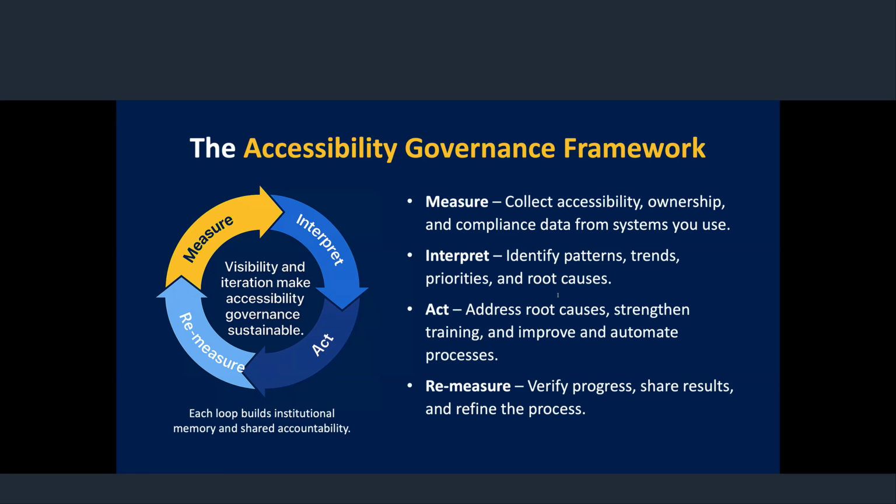Step one, measurement is where visibility begins. So start by collecting accessibility, ownership, and compliance data from the systems you already use. For example, your WordPress sites. Maybe you have a Site Improve account. Maybe you have Google Analytics or use some other tool. Maybe you have training records. Or maybe you just have tons of spreadsheets.